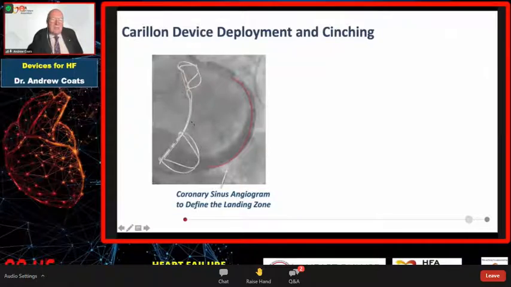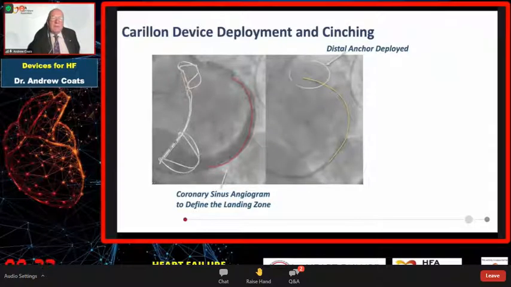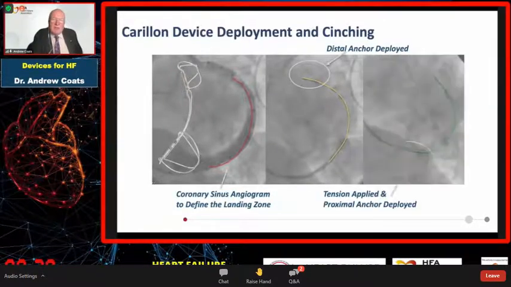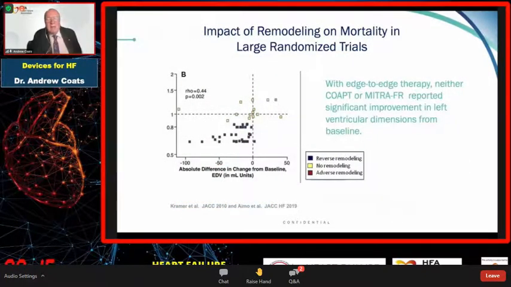So the catheter puts it into the coronary sinus. The device can then be released and it crimps, it just reduces the diameter of the left ventricle at approximately mitral valve level. So it reduces mitral regurgitation, not by actually changing the mitral valve, but by reducing the diameter of the left ventricle at the mitral valve area. You see, you deploy the distal anchor, you then apply tension and release the device, causing that to then reduce ventricular size. This leads to significant LV reverse remodeling, an improvement in the adverse LV remodeling of heart failure.